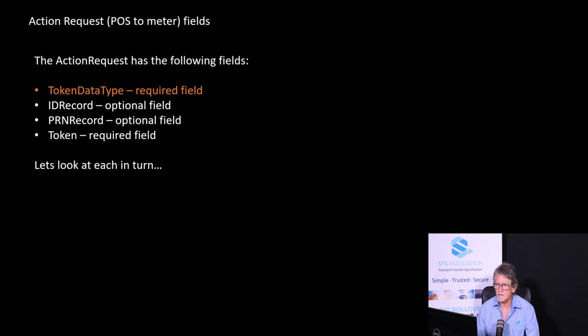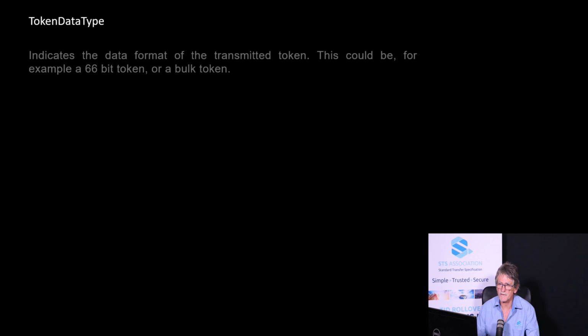The action request has the following fields. It has a token data type, which is a required field, an ID record, which is an optional field, a print record, which is an optional field, and of course the token, which is a required field. So let's have a look at each of these in turn.